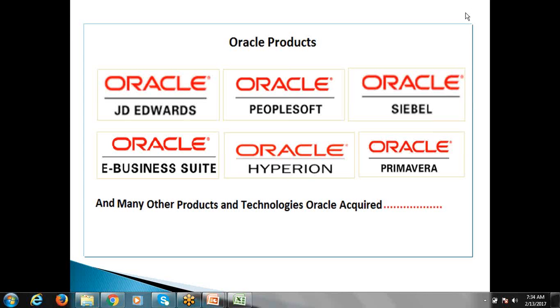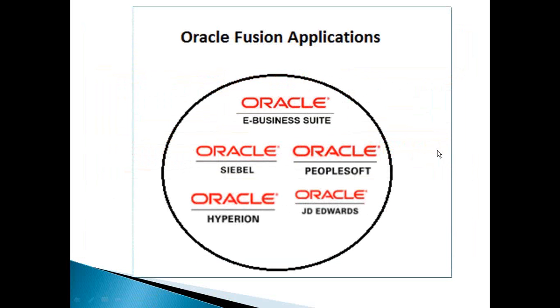So hope you got this point. What we are discussing now is that all these products are owned by Oracle: Oracle JD Edwards, Oracle PeopleSoft, Oracle Siebel, Oracle EBS are their own products, and they also acquired Oracle Hyperion and Primavera. Hyperion is the best solution in the market for reporting, and Primavera for project management. In the same way, there are many other products and technologies Oracle acquired. This is what we are trying to understand. Hope there is no question on this. It's just information to pass on. Let's move to the next slide.